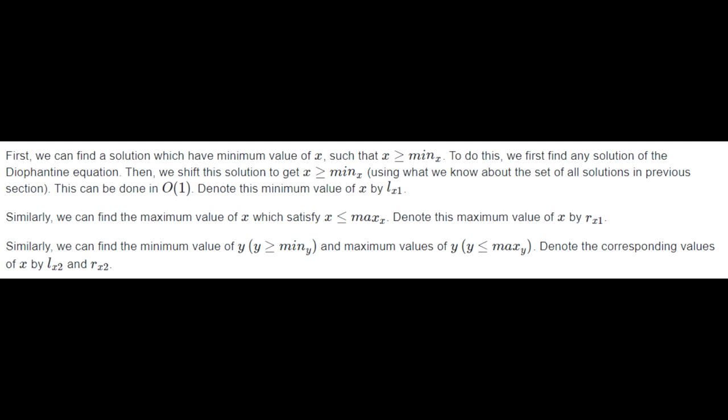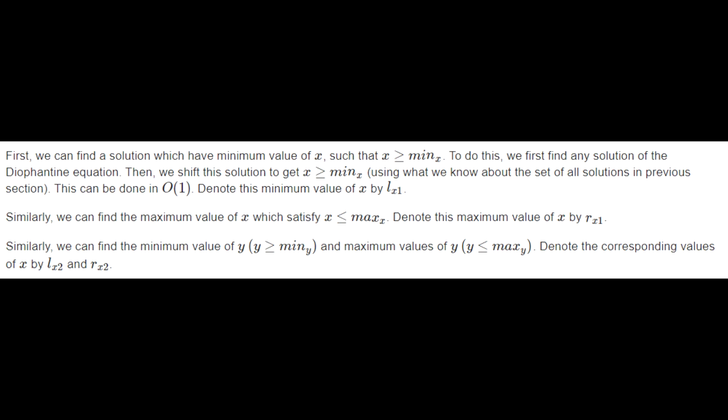Then we could shift the solution to get a value that's greater than or equal to min x, based on what we know from all the solutions of that equation. We could call this new value that we're shifting to lx. And then we do the same thing for x using max x. So now we're going to find the maximum value of x that's less than or equal to our right boundary, max x. And we could denote this by rx.